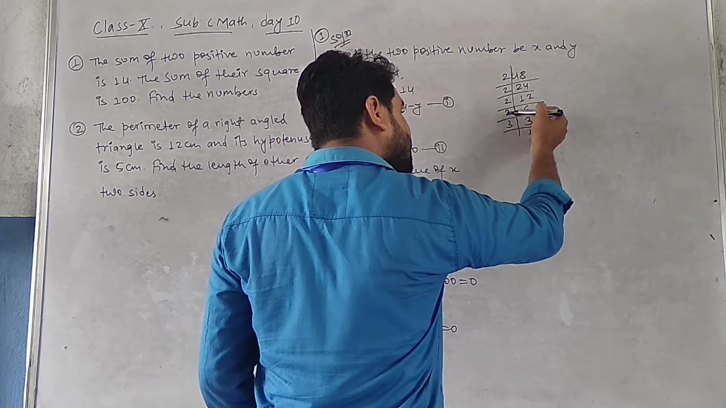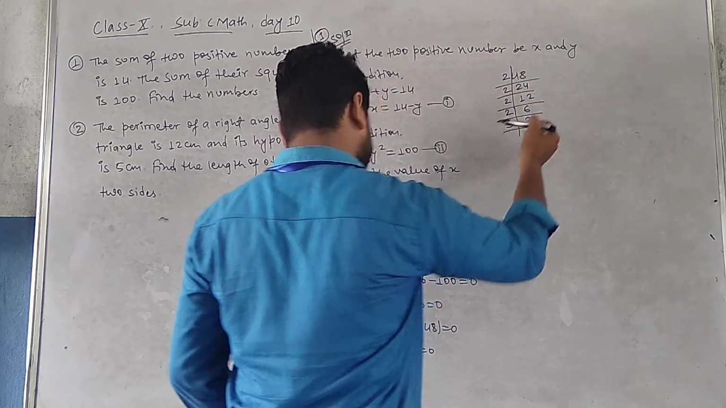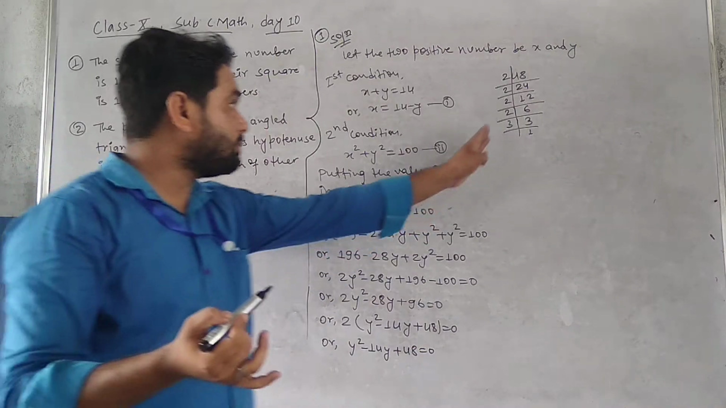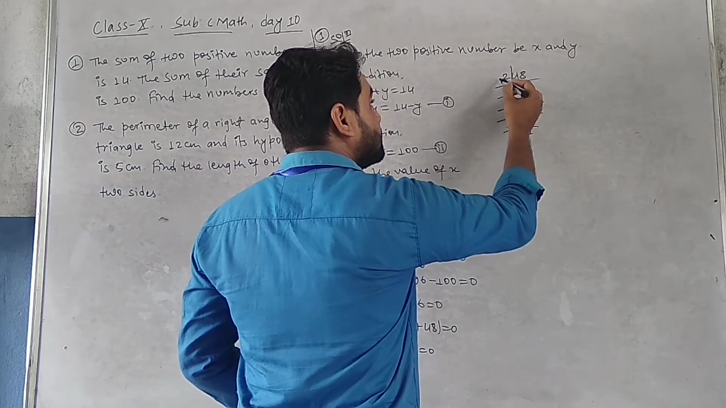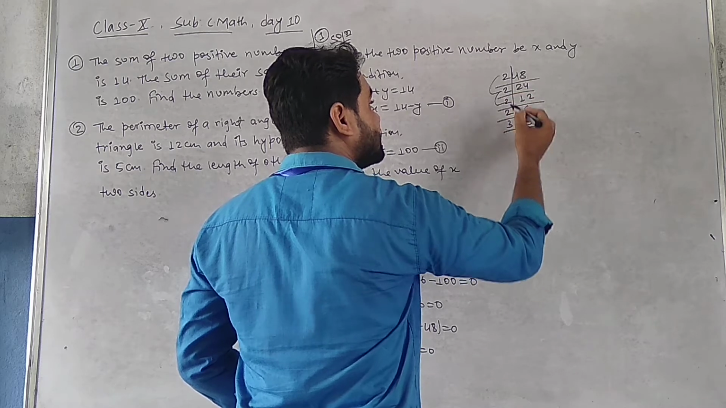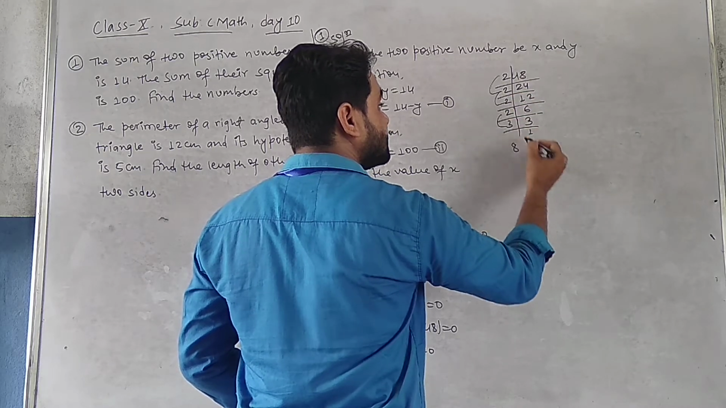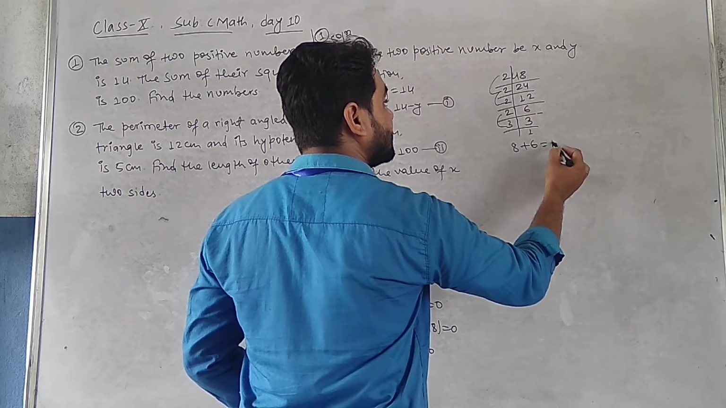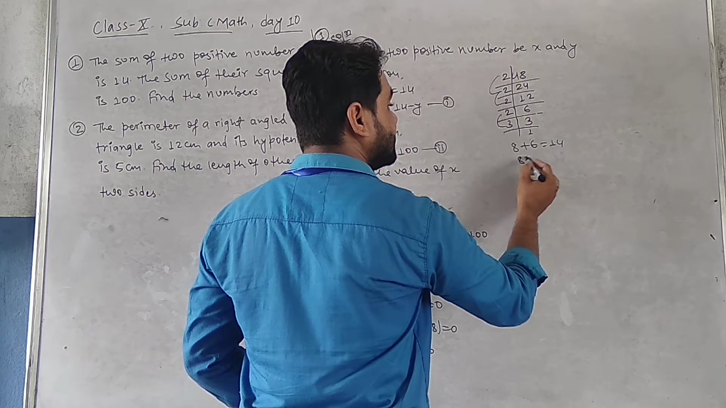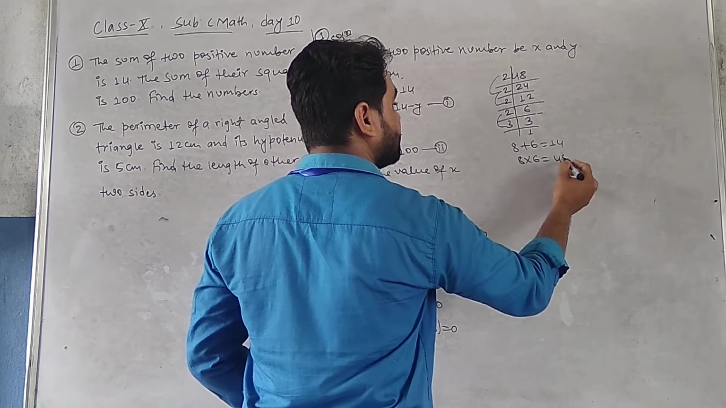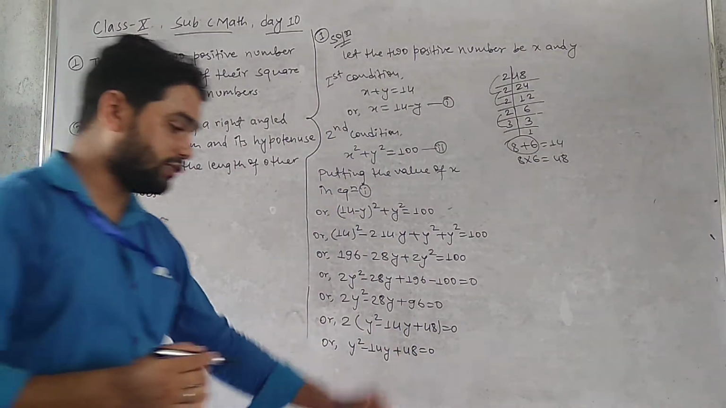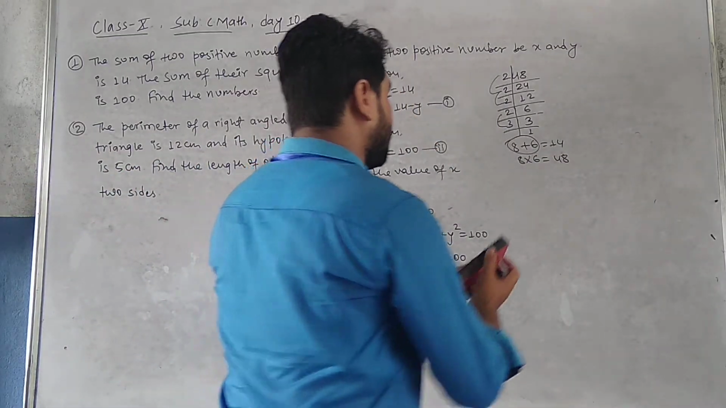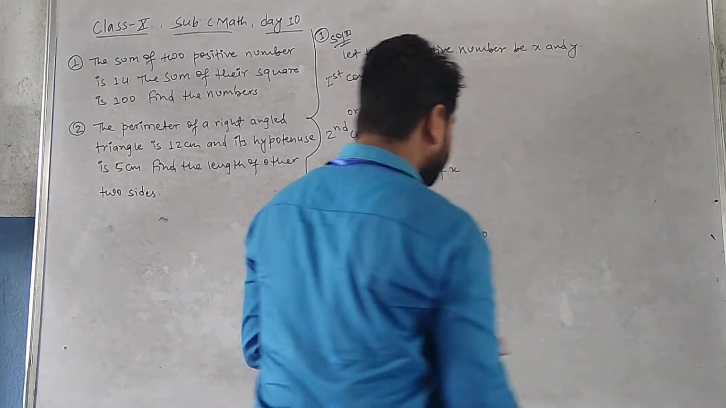4, 8, 16. 16 plus 3, that is not possible. Yes. So we are going to find 4, 8. 8 is here. 2 threes are 6. That means 14. And 8 into 6 we get 48. That means the two numbers are 8 and 6. Yes, we are going to do that.